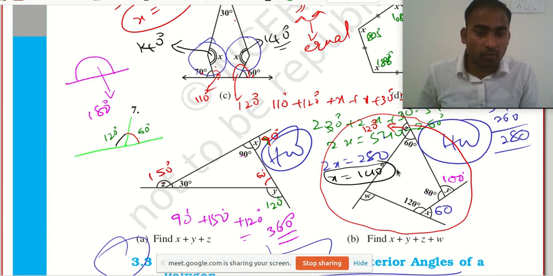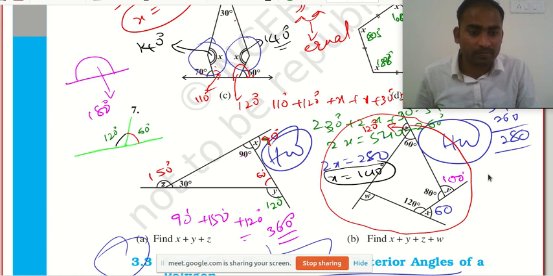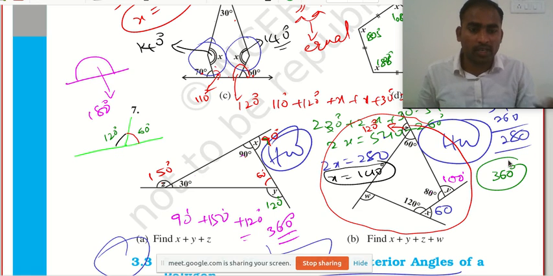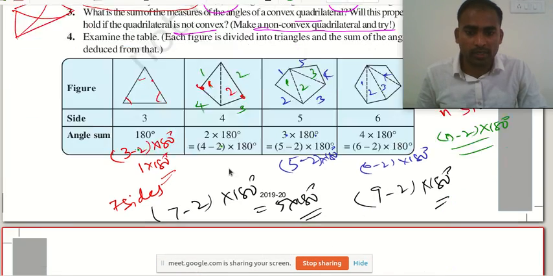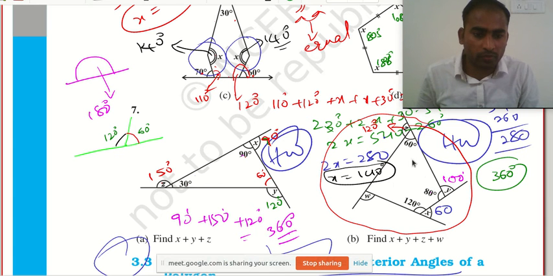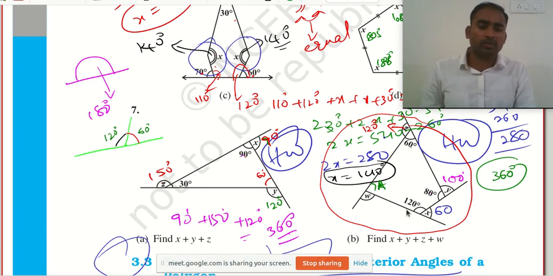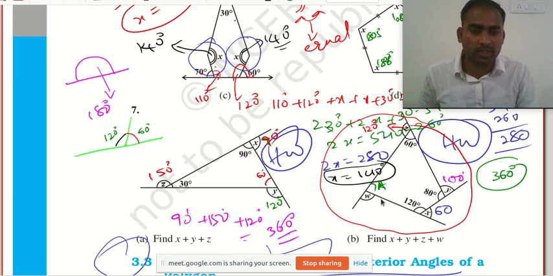This is a quadrilateral. What is the sum of the angles in a quadrilateral? 360 degrees only. It has two triangles, and 2 times 180 is 360 degrees. Suppose this is a. 60 plus 80 is 140, plus 120 is 260. 360 minus 260 is 100 degrees. If this is 100, then this is 80 degrees.